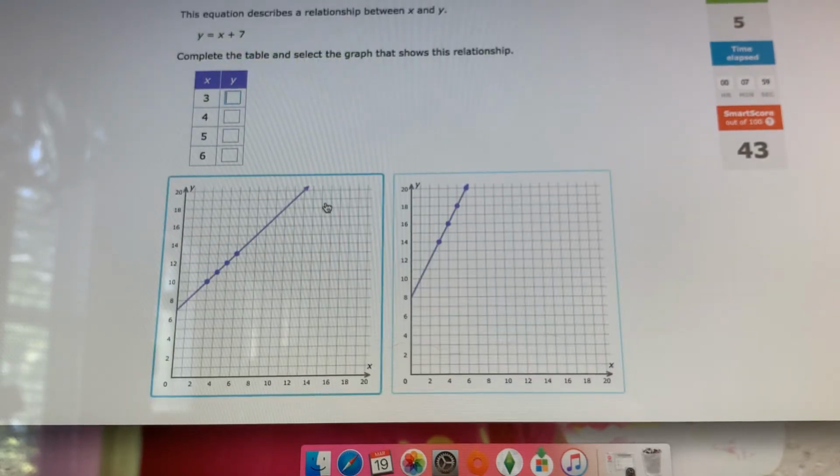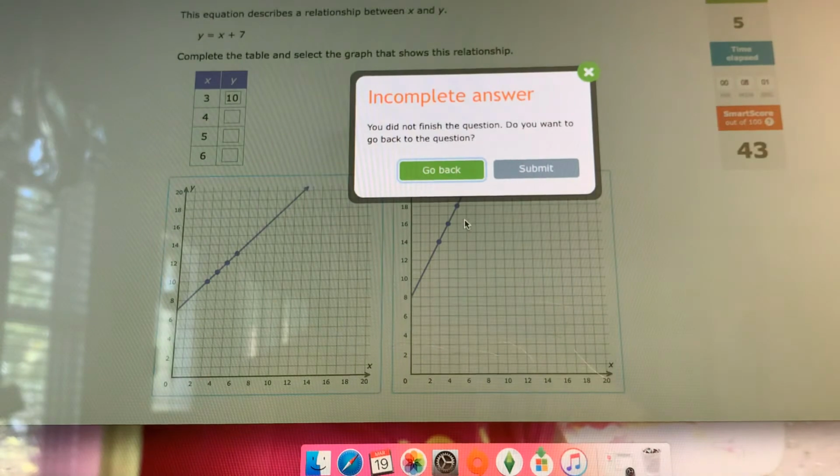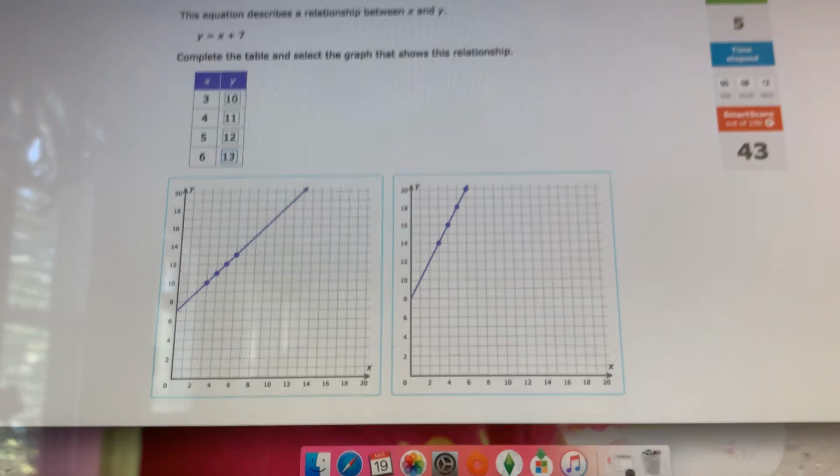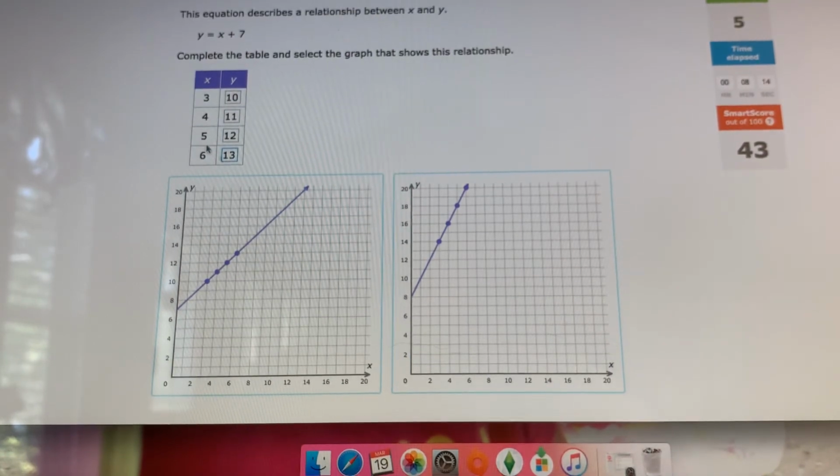Again, you're adding. I'm trying to wait till it gets harder. So I'm adding 7. And then I go over 3. So I'm going over 3 and I go up 10, and that's it.